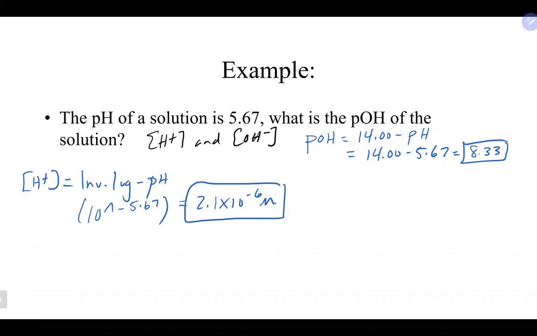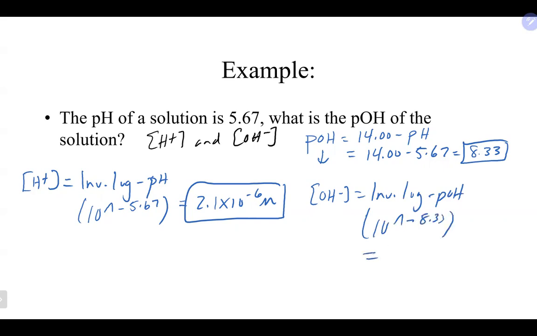At this point, you could use KW and take 1 times 10 to the minus 14 and divide it by that number, and that would get you your OH minus, or you could do the same calculation for this one, which would be the OH minus is equal to the inverse log of the negative POH, negative 8.33. Now, if you do that, you will get about 4.7 times 10 to the minus 9. And once again, that would be molarity.